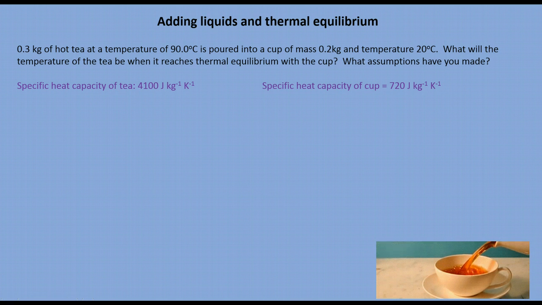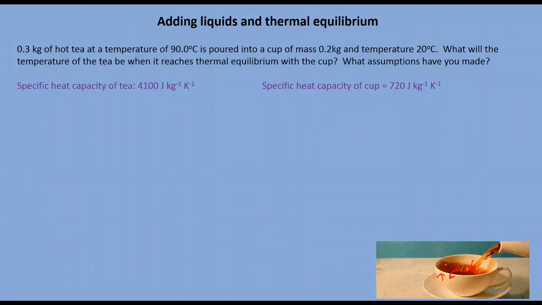So the last thing to do is to look at what happens when we mix two objects of different temperatures together. Here I'm pouring tea into a cup. Thermal energy will transfer from the hotter tea into the colder cup, causing the temperature of the tea to go down and the temperature of the cup to increase until eventually they reach thermal equilibrium. Now let's see what we've got.